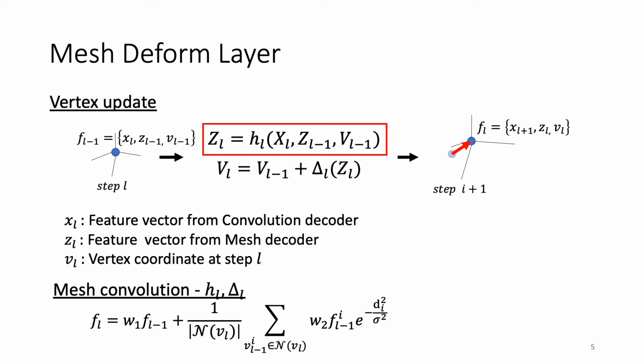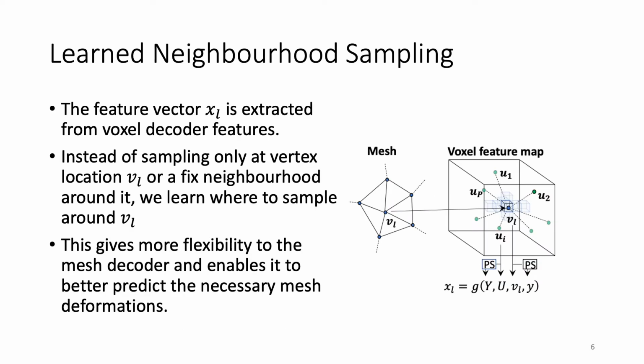At each mesh deforming step, we first compute the latent feature vector associated with the vertex for the next step, which is denoted here by capital ZL. Then, using that, we compute the vertex update. Both the function HL and delta L are implemented using 4 layers of mesh convolution layers.